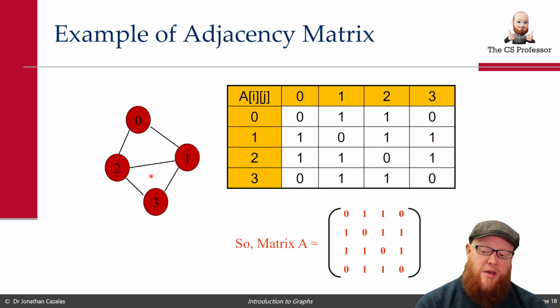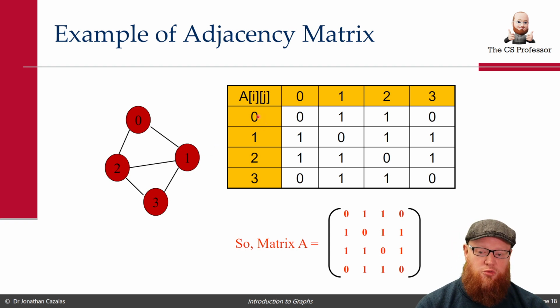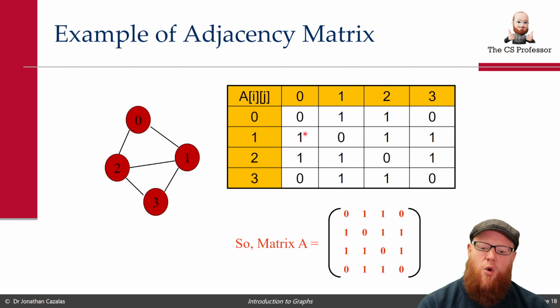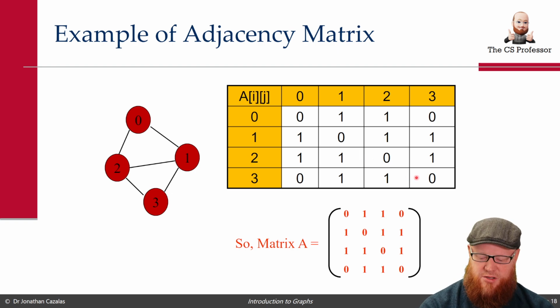Finally, notice we don't have a connection between 0 and 3. So we come to row 0, column 3, no connection. And then we come to row 3, column 0, no connection. What are the other zeros that we're showing in this matrix? Right here, we're showing that 0 is not connected to 0. There's no loop at 1, 1. There's no loop at vertex 2, and there's no loop at vertex 3.